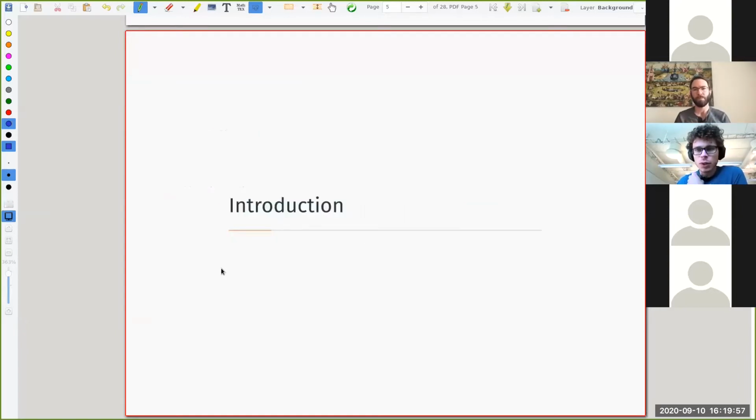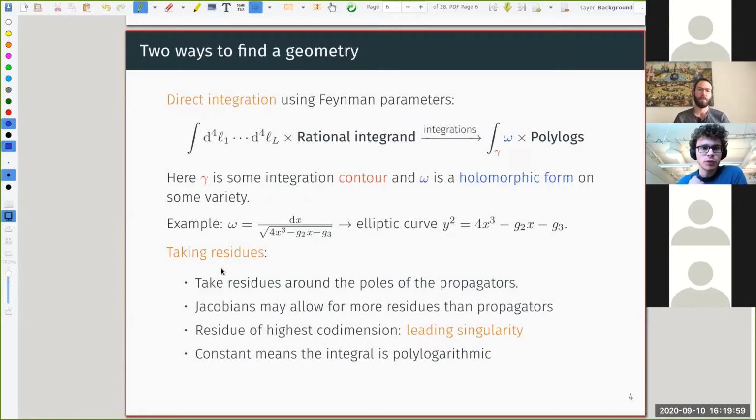Okay, so let's begin. So first, I'm going to review briefly how we can find a geometry for a Feynman integral. So again, what we imagine is we have some Feynman diagram, and we just apply the Feynman rules that we know for the theory, and we get some nice integrand. So we can also get this integrand maybe in some other way, but we imagine we have some nice integrand, and then we have a bunch of loop integrations that we have to do. So what we can now do is we can just apply the textbook procedure. So we can introduce some Feynman parameters, and we can start to integrate.